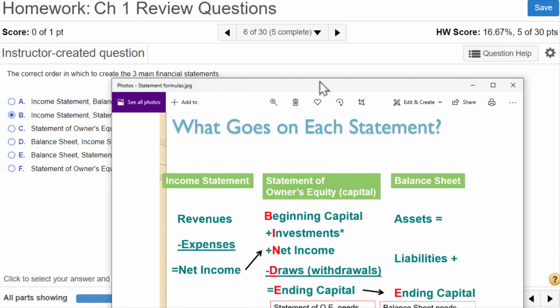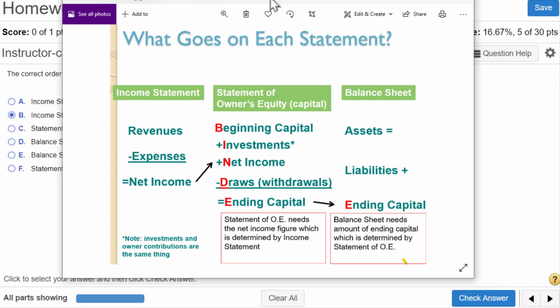And if you forgot the three financial statements and their formulas, here it is. We do the income statement first, statement of owner's equity, and then the balance sheet.